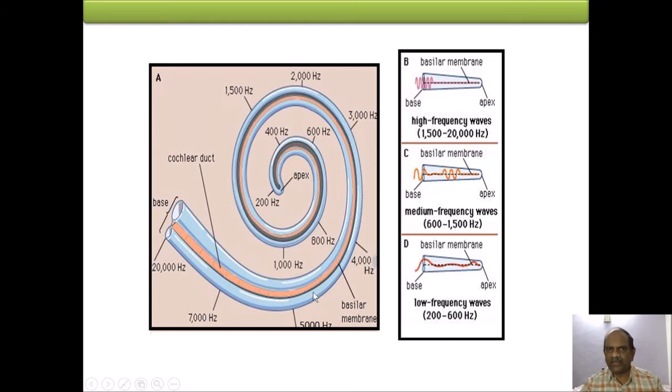What does it mean? In short, we can say that sound waves, depending on their frequencies, are propagated differently at different sides of the cochlea, and this is nothing but what we call the place theory of sound propagation.